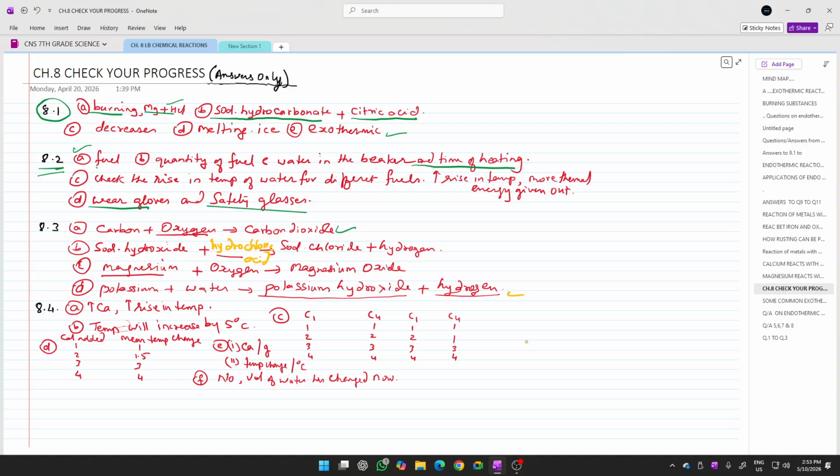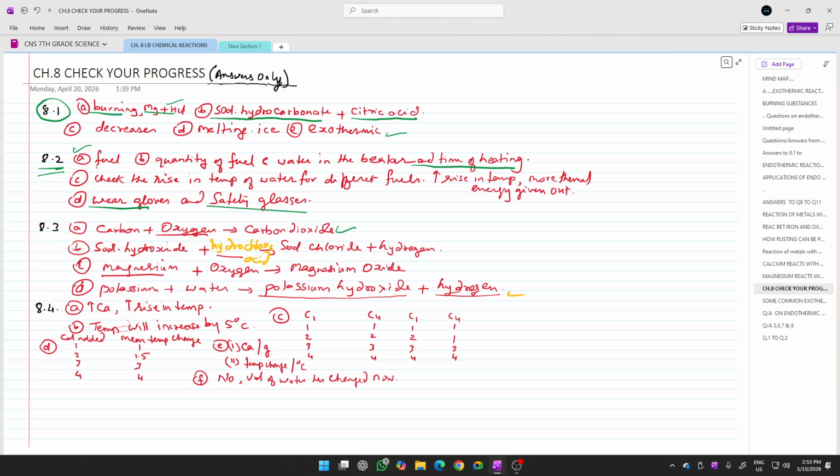In the same way, the table for Arun is also given in your textbook. Now you have to compare these two tables and write the answers to these questions A, B, C, D. Now, what is question number A? What trend is shown by both sets of results? Both sets of results means the results of Zara as well as Arun.